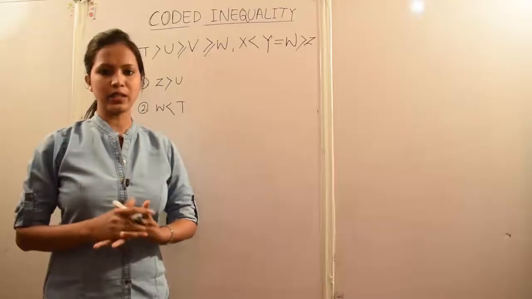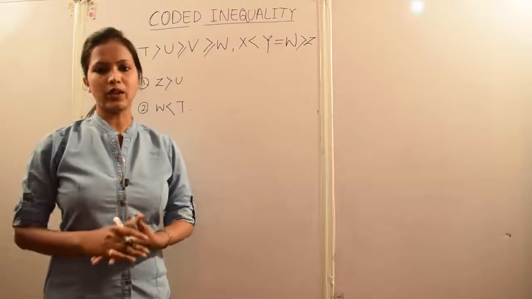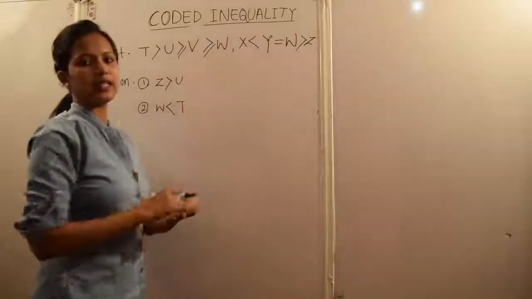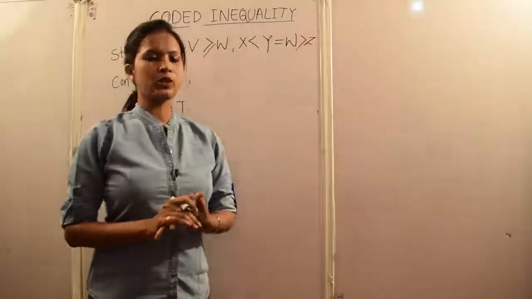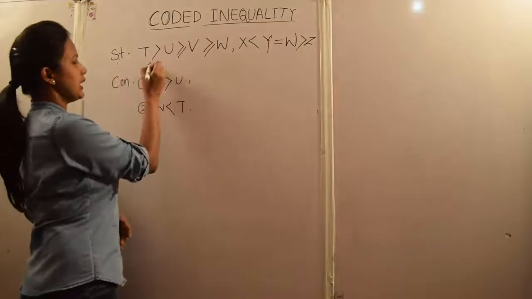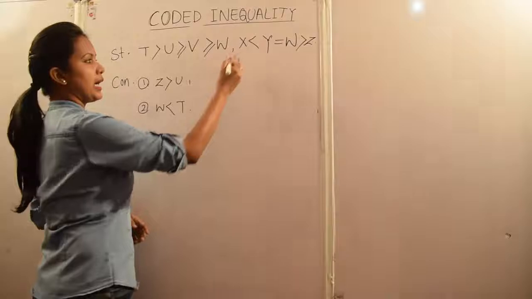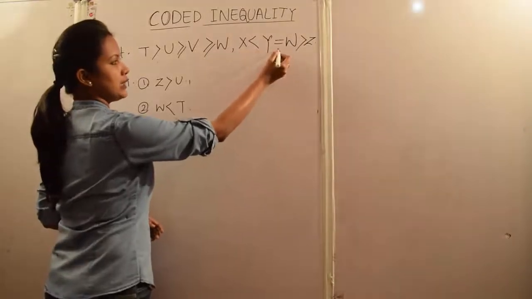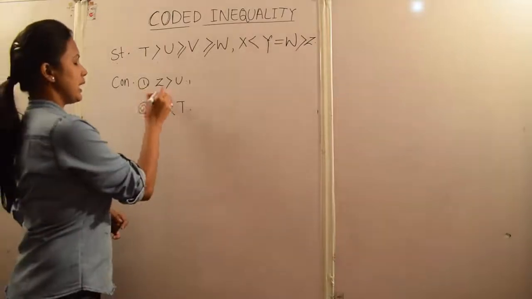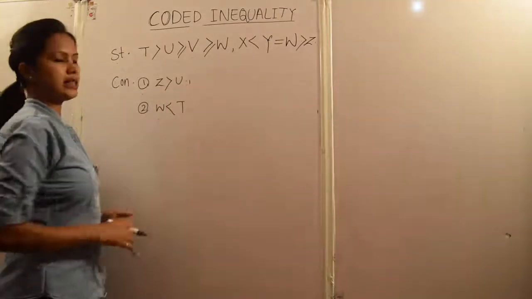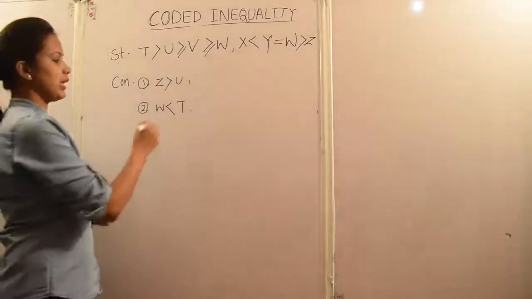Let us take the next question format from coded inequality, which is simple as compared to the second or third question. Here the statements are directly given to us. We just need to find out which conclusion is true. Here the statement is given T greater than U greater than or equal to V greater than or equal to W, and the next one X less than Y is equal to W greater than Z, and the conclusions given are Z greater than U, and W less than T. We need to find out which of the conclusions is definitely true.